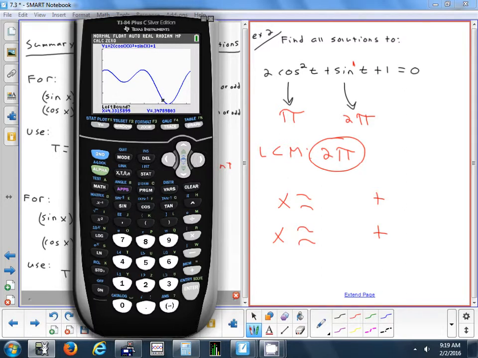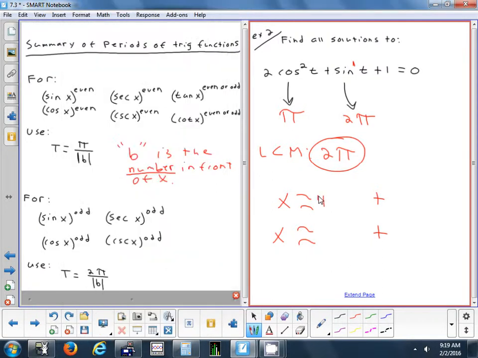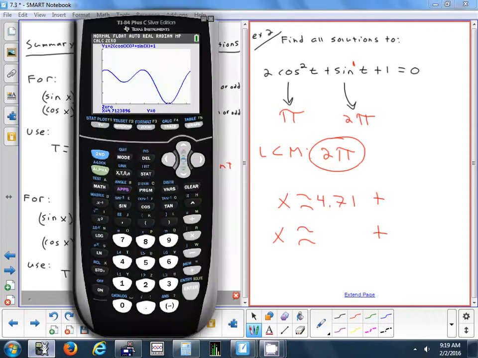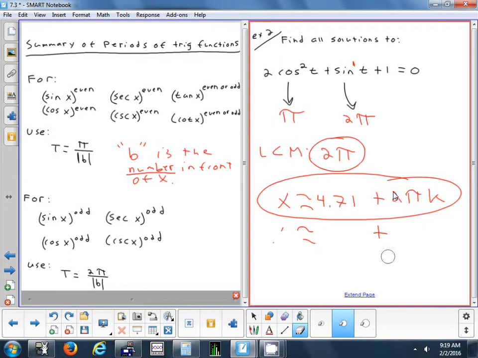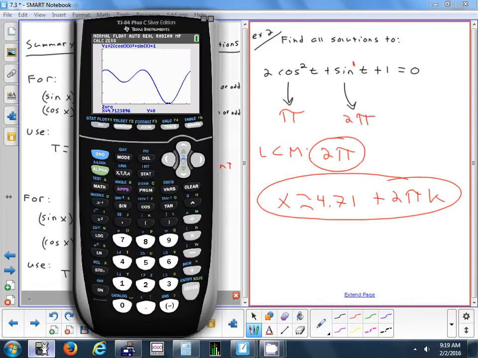Okay, so pick a point to the left. Pick a point right. And hopefully that looks a little better. 4.71. Anybody else get that? Okay. All right, so this time there is only one answer per period. Okay, and what's the period of this entire problem? What do I need to add on the end? 2 pi. Right. And that's it. 2 pi.